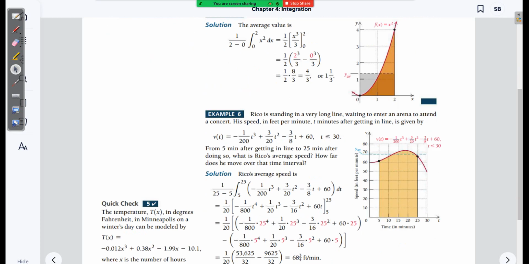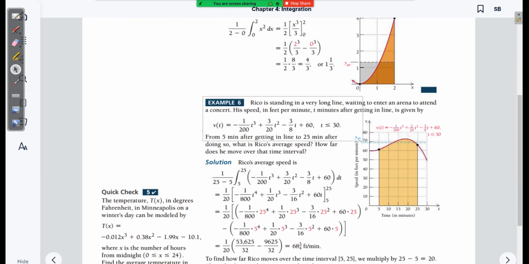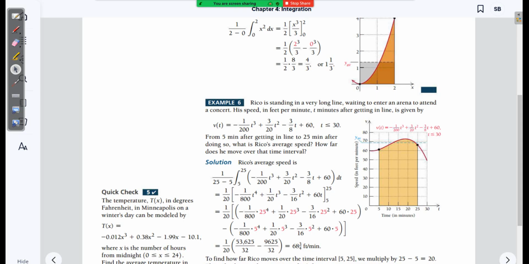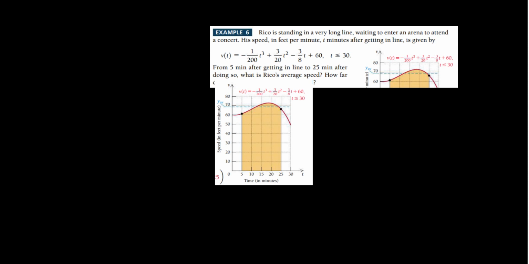Now let's actually do an example that's a little bit tougher. So this function is rather ridiculous, but it is what it is. Rico is standing in a very long line waiting to enter an arena to attend a concert. His speed in feet per minute, t minutes after getting in line, is given by this function here. So this is his speed. Checking out the function, it looks like as he moves along, the speed goes up, but when he gets to the door, the speed goes down.